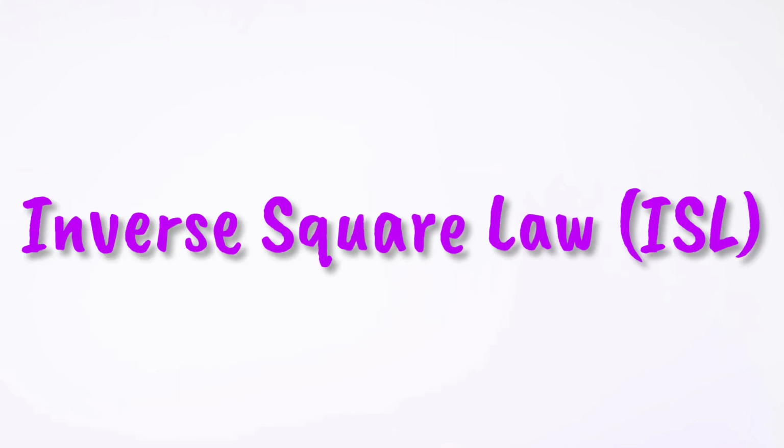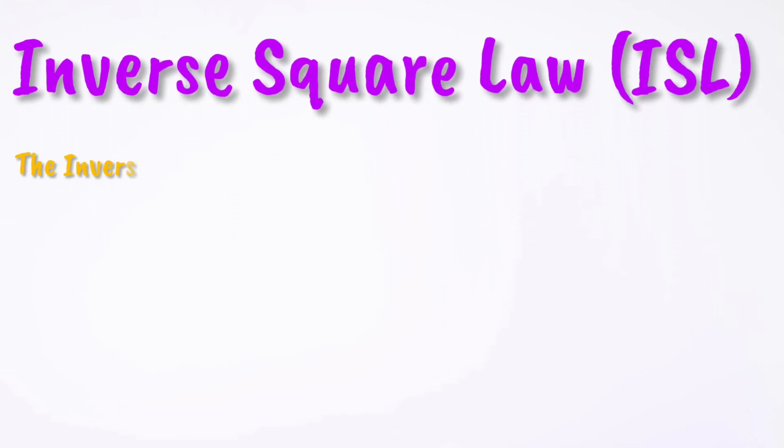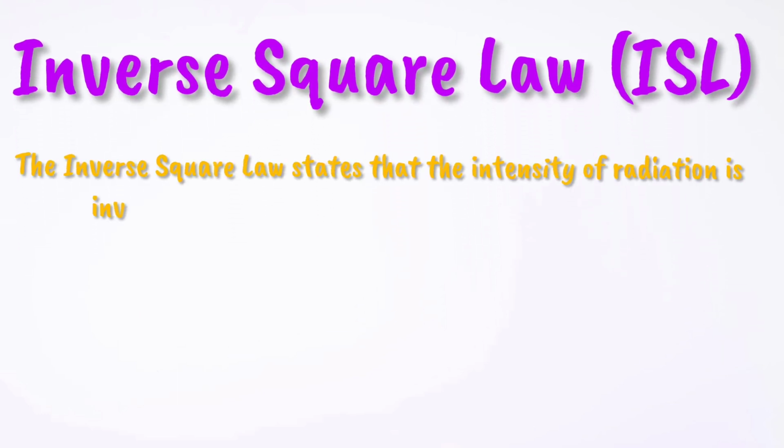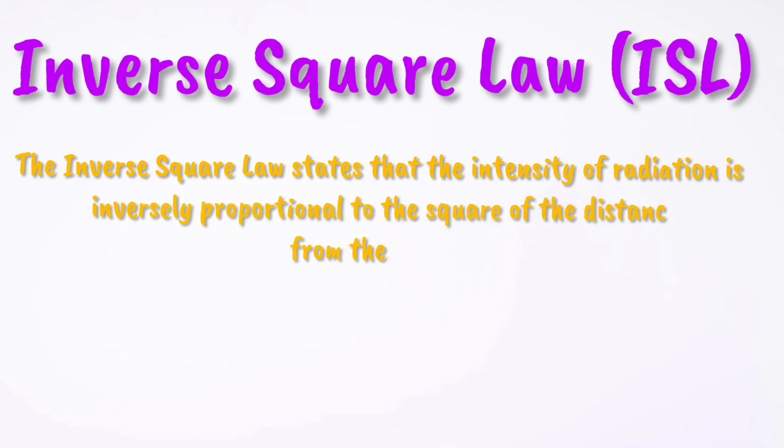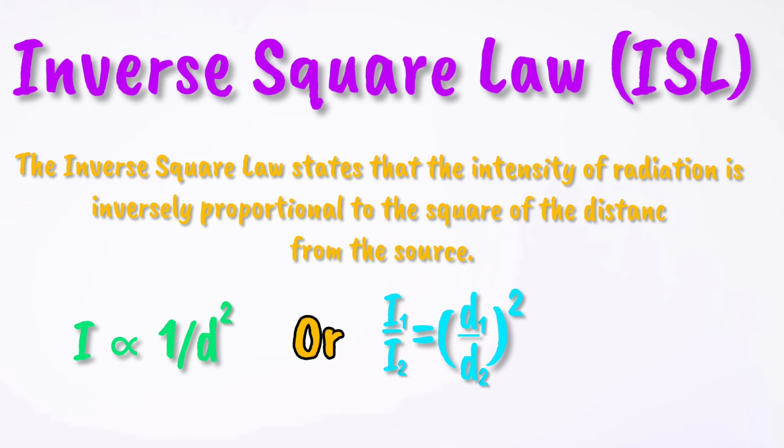Inverse square law, ISL. Definition. The inverse square law states that the intensity of radiation is inversely proportional to the square of the distance from the source. Mathematically, intensity is directly proportional to 1 by d square, or can be given by the formula to calculate different intensity at different distance.